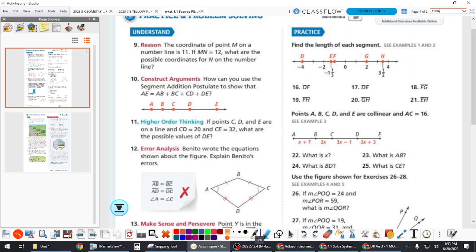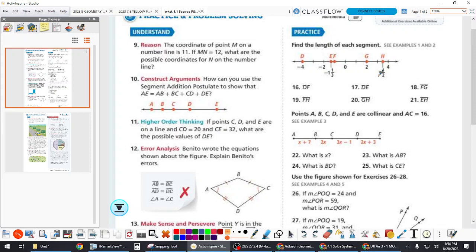Alright, so we're finding the length of a segment. Remember, a segment should have just a line above it with no arrows on it. So, EF, somewhere between those two little dots. Sorry, it says EH, not EF. So E is negative 1 1/3 and H is 3 1/2. We wrote down on Thursday to use absolute value differences, right?